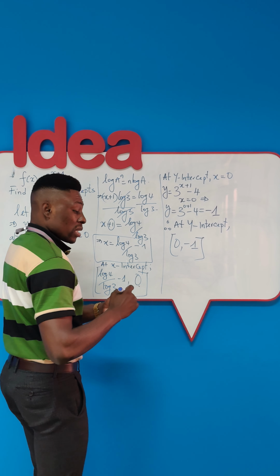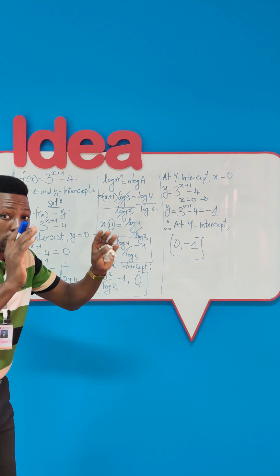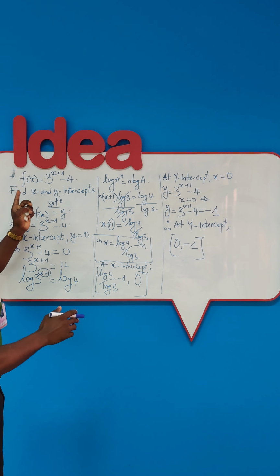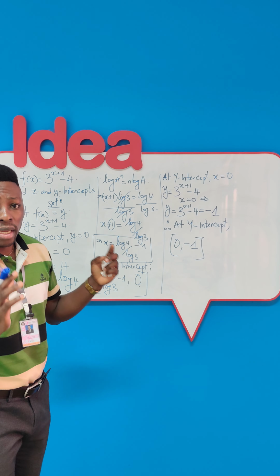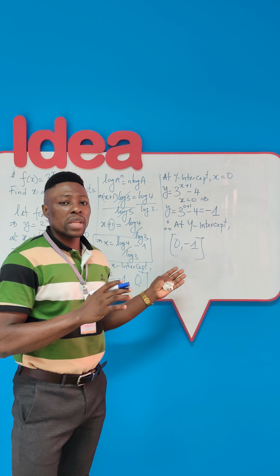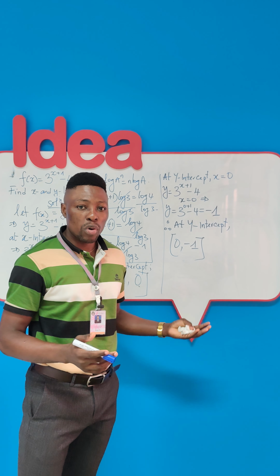And that is it. This is how easy it is, all right? So all you have to bear in mind before solving this is what happens at the x-intercept and what happens at the y-intercept. If you know this, then you're almost done. And this is how easy it is, because tomorrow will be better.